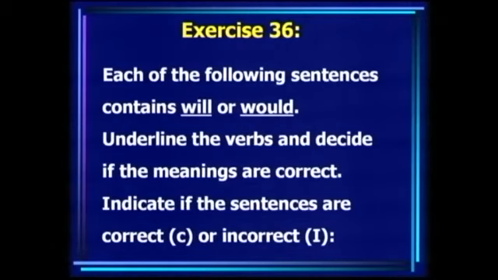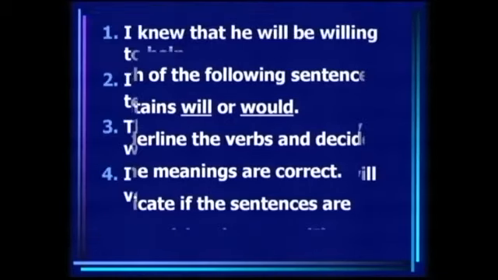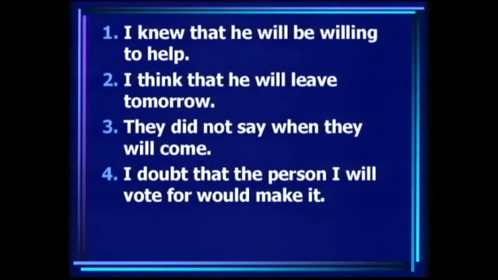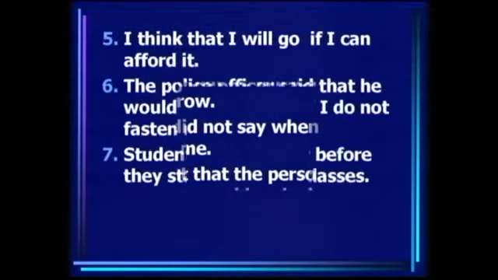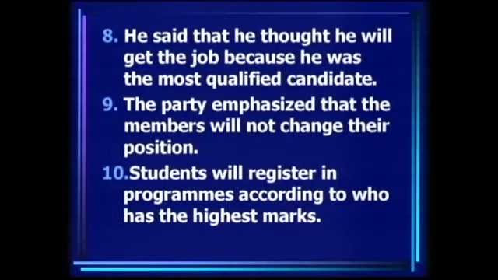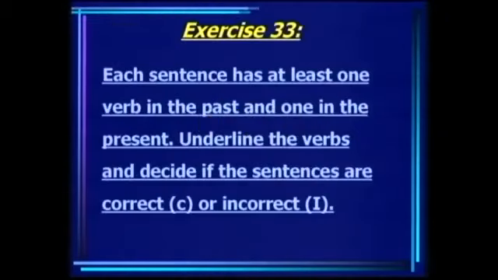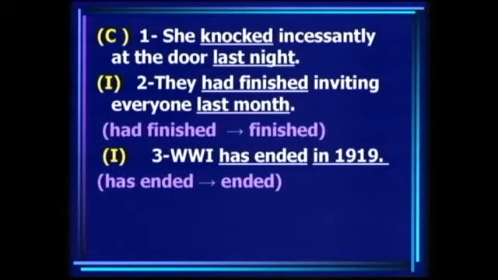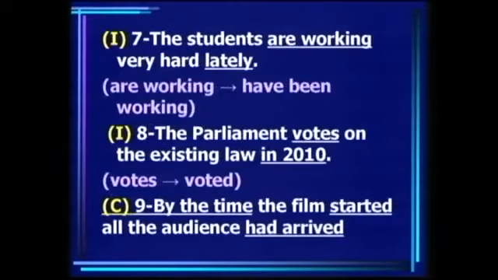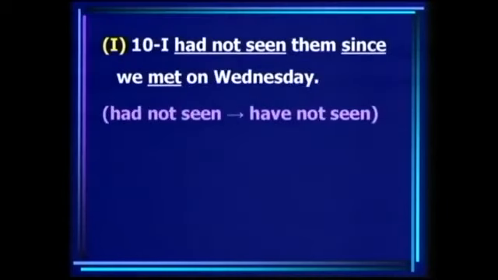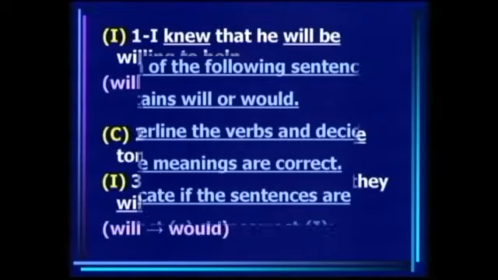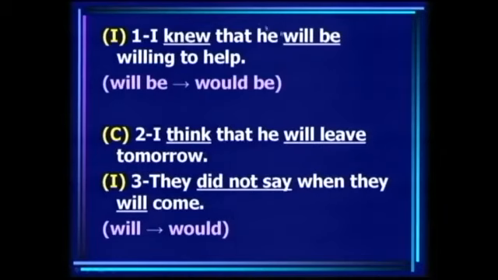Let's look at exercise 36. Each of the following sentences contains will or would. Underline the verbs and decide if the meanings are correct. Indicate if the sentences are correct or not. Let's look at that in the answer key. We have it in the answer key. طيب. That's the one. I knew that he will be willing to help. ما أقولش I knew that he will be. I knew that he would be.